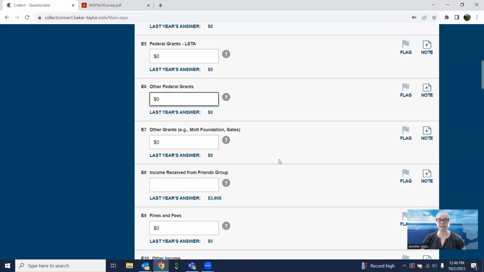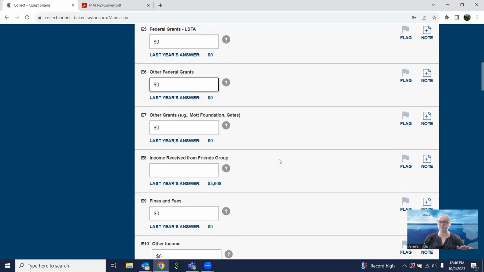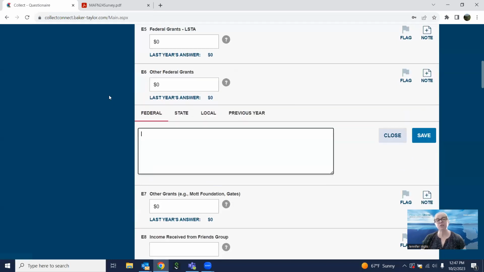Other federal grants, so this could be if you have ARPA funding for operations, if you applied to other national or governmental organizations. So if it's a federal grant, but it's not a Library Services and Technology Act grant, you would put that here. And then I recommend whenever you're doing something that's kind of a one-off, like a grant, or if you have a new trust set up that you've got money in, then the number's different.